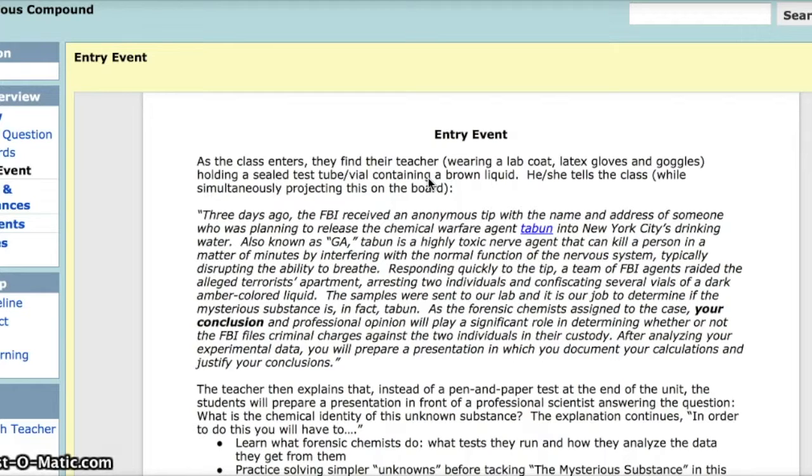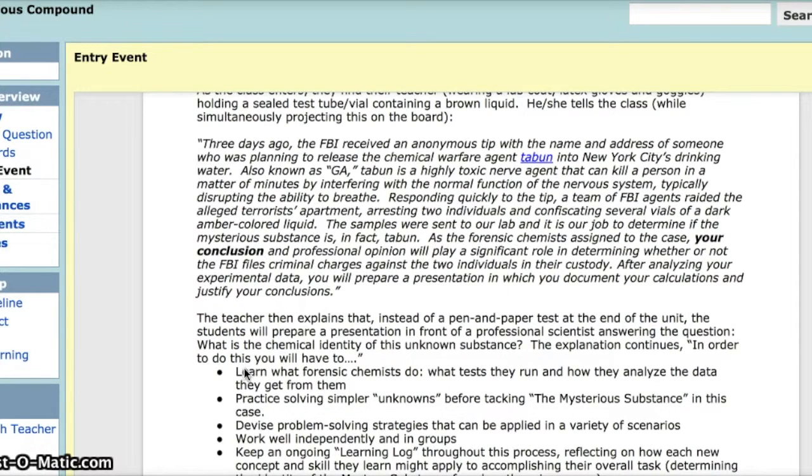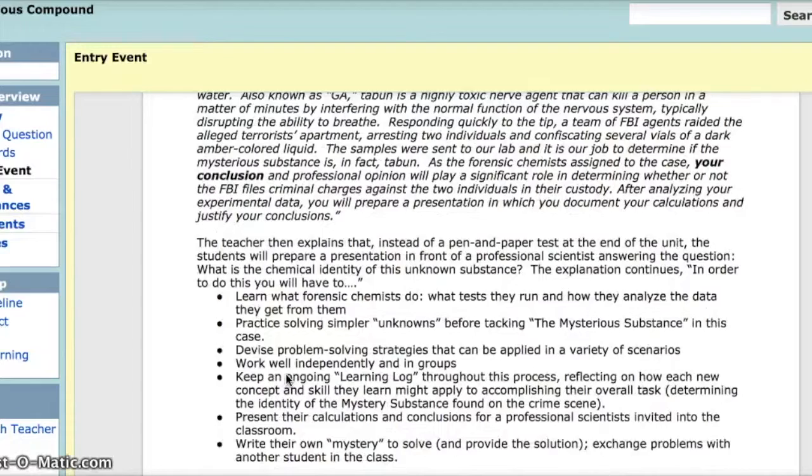Playing the role of forensic chemists, it becomes their job to determine if the chemical compound they've been handed is in fact Tabun, a chemical warfare agent that the FBI suspects was going to be used in a terror attack. Students are then told that they are going to engage in a series of labs, investigations, and online simulations that will allow them to build the knowledge they need to solve its formula. The culminating event is a presentation in which the students present their calculations and results defending their chemical formula.